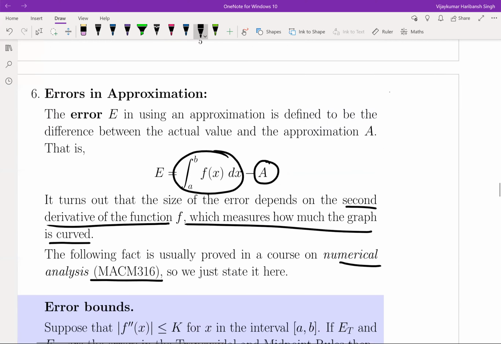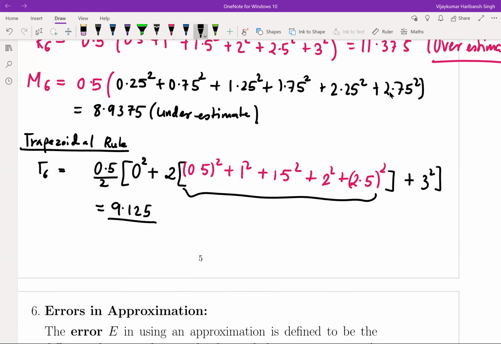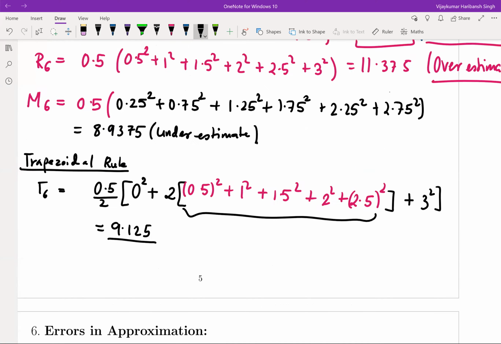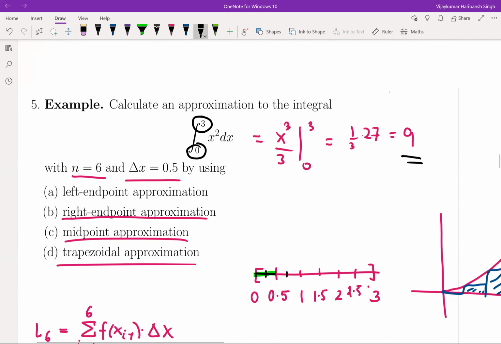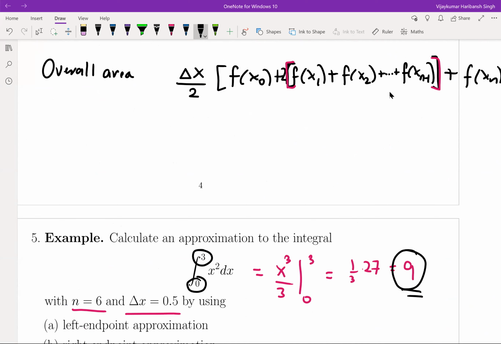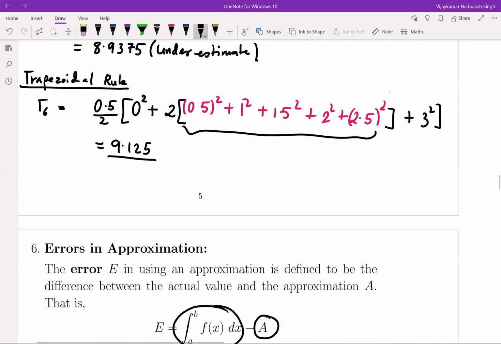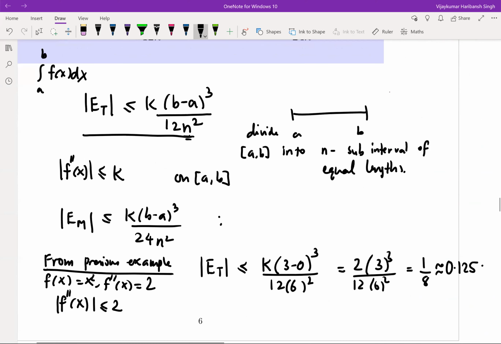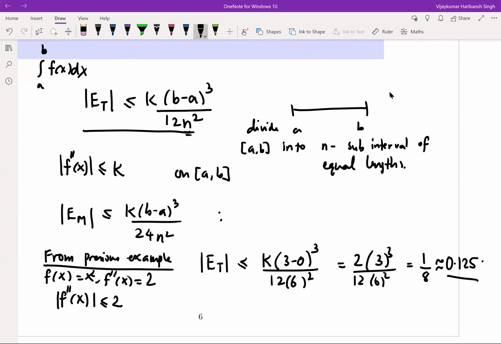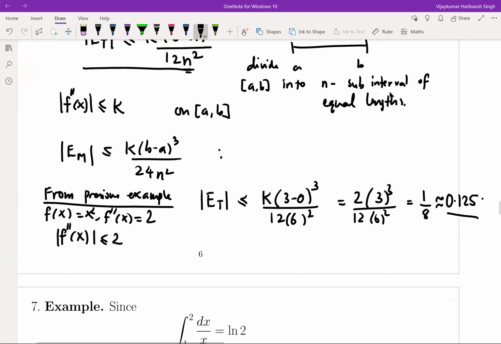And if you look at your trapezoid rule here, you got 9.125 and the actual integral was 9. So you see the error is actually exact. The error we are getting here is exactly the same as the error in your trapezoid rule. But this may not be generally true. Now let's see what about EM.